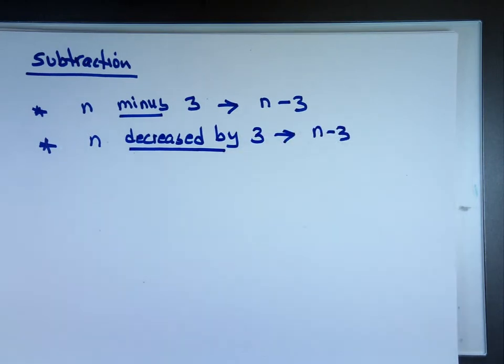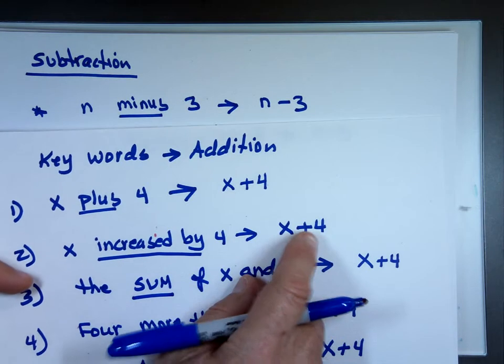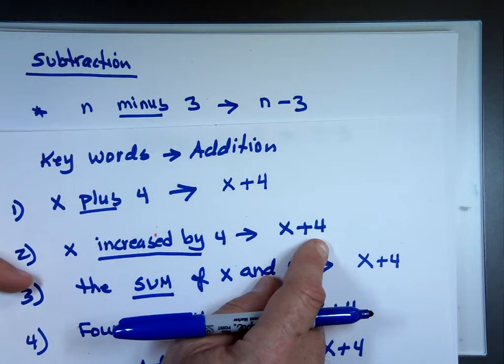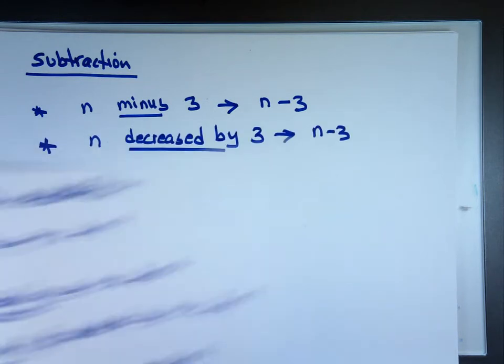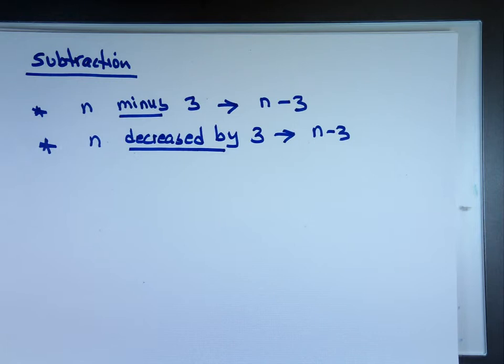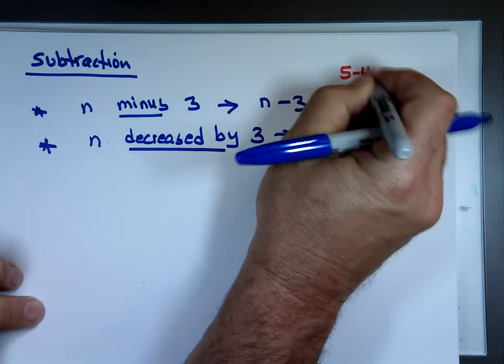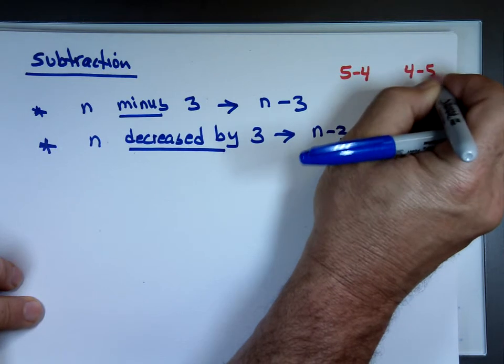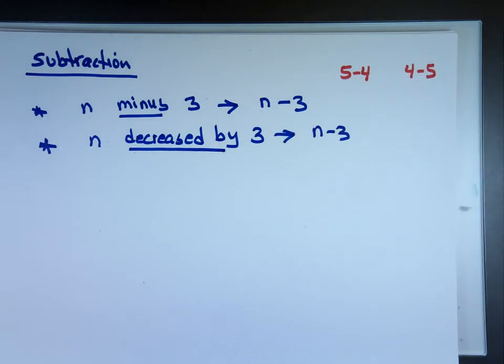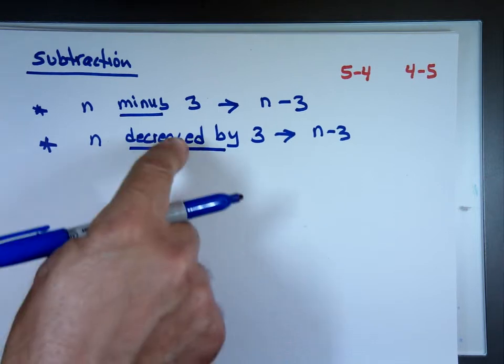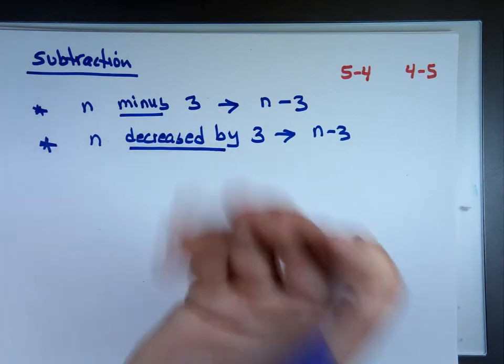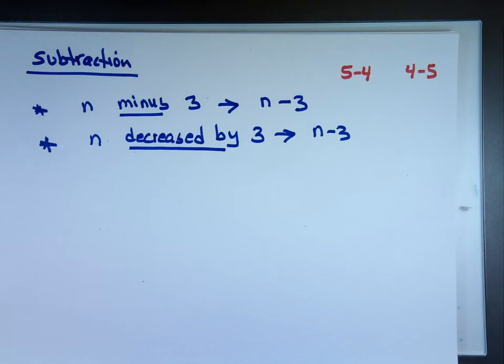Now with addition, if by mistake you wrote 4 plus x, you're fine. But for subtractions, you can't switch them. Why? Well, look at these numbers. If you take 5 minus 4 and you write 4 minus 5, is the answer the same? No. So we have to be careful which one's which. N decreased by 3. Take away 3 from N. That's why it's N minus 3, not 3 minus N. N is decreased.